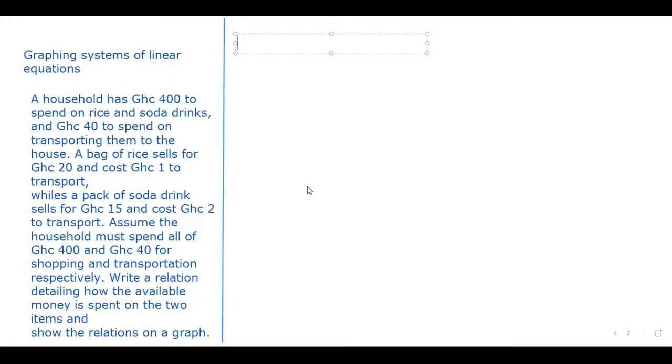How many decision variables are we having in this question? I read: a household has 400 cedis to spend on rice and soda drinks, and 40 cedis to spend on transporting them to the house. A bag of rice sells for 20 cedis and costs 1 cedi to transport, whilst a pack of soda drinks sells for 15 cedis and costs 2 cedis to transport. Assume the household must spend all of the 400 cedis and 40 cedis for shopping and transportation, respectively. Write a relation detailing how the available money is spent on the two items and show the relation on a graph.